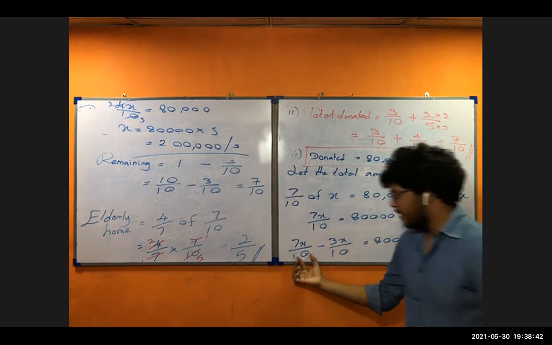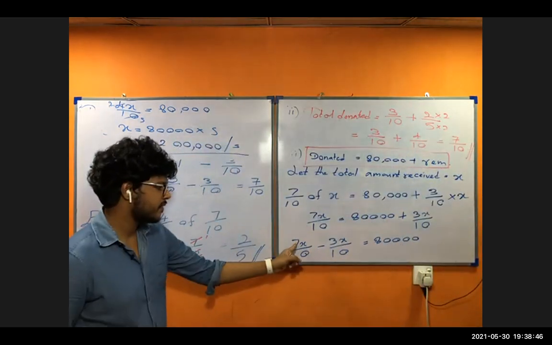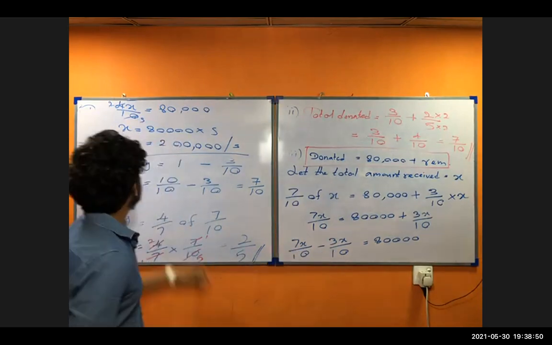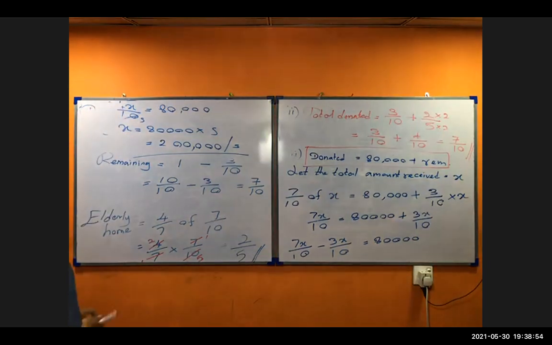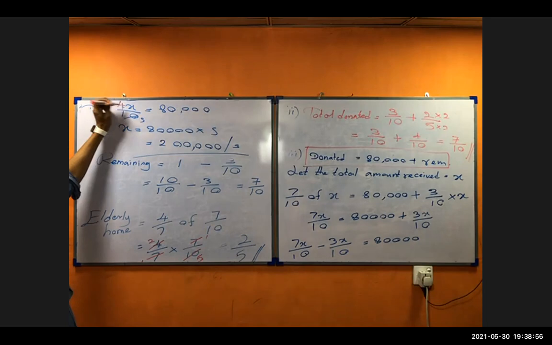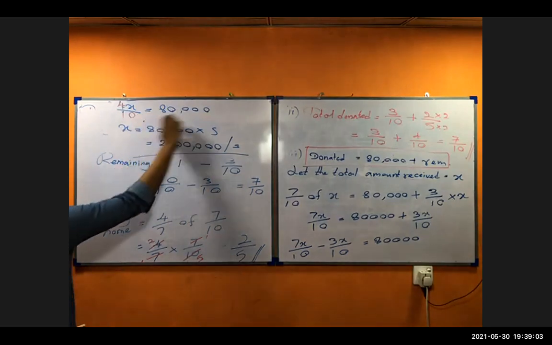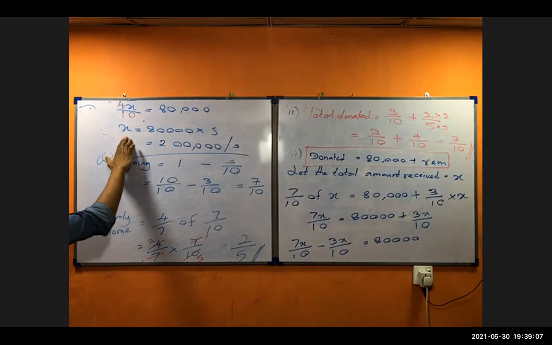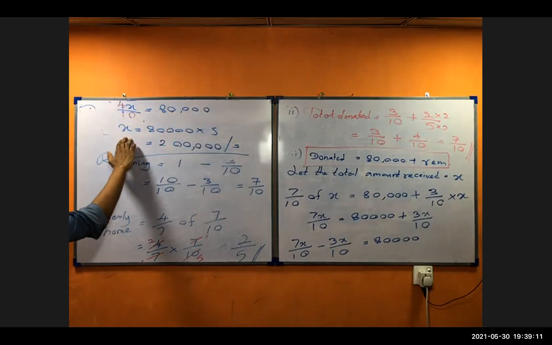Then here I have the same denominator. So if I have the same denominator, I can simplify 7x minus 3x. So 7x minus 3x is 4x. So here I have 4x over 10. So from that, when you simplify, you can take 10 to the other side and 4 to the denominator. Then you can find what is x. So you can multiply both sides by 10 and divide both sides by 4. Then you get this answer.